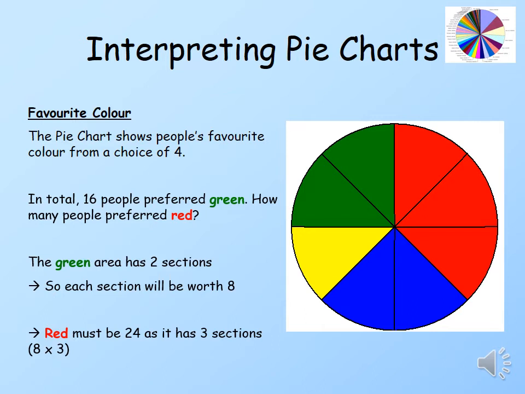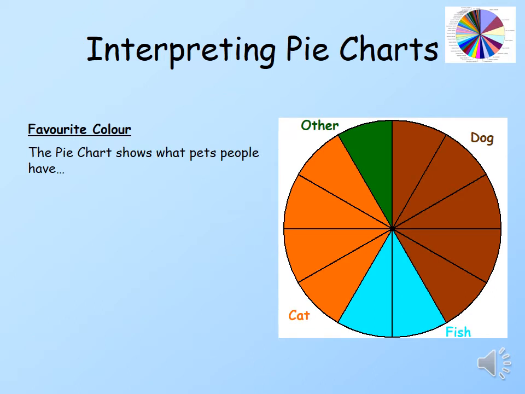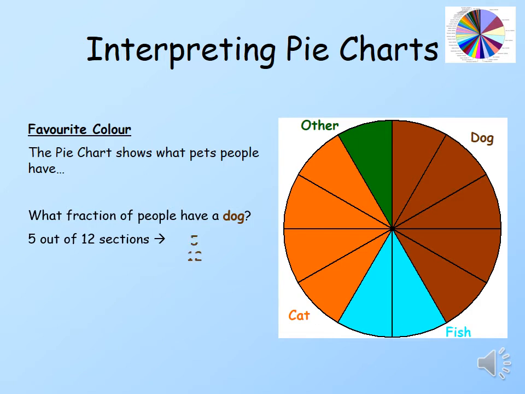Okay, so red must be 24 as it has 3 sections, 8 times 3. Okay, what fraction have dogs? So again we look at the whole thing, and there are 12 altogether, and the answer is 5/12.